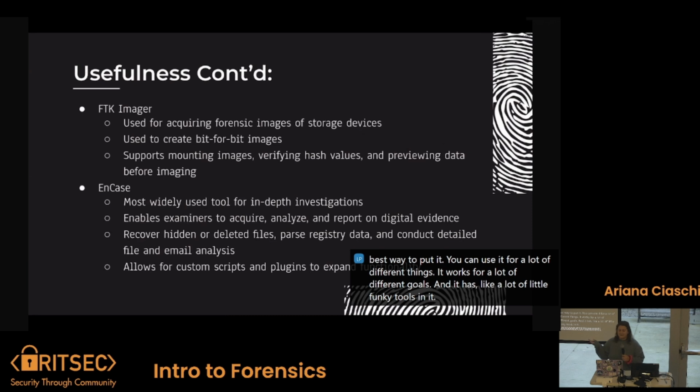Similarly with FTK, we have FTK Imager. This one is used specifically for acquiring forensic images of stored devices. So it will create bit-by-bit images and support mounting images. It'll verify hash values. It'll preview data before imaging. So if you ever want to hide a piece of data inside of specifically an image file, FTK Imager is going to be your best friend because it'll make it really easy to find it.